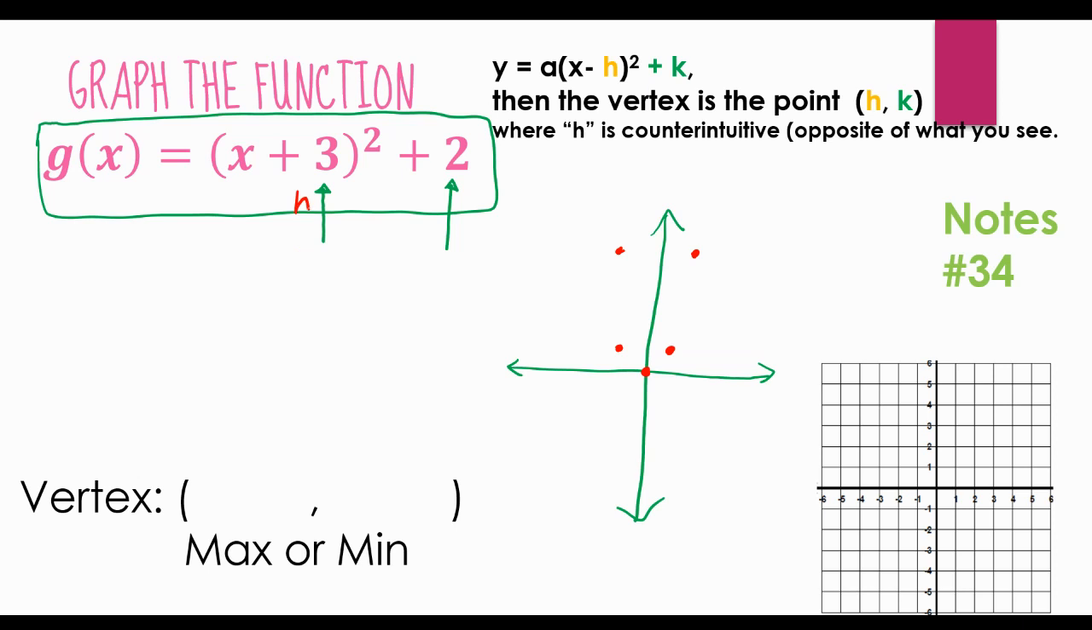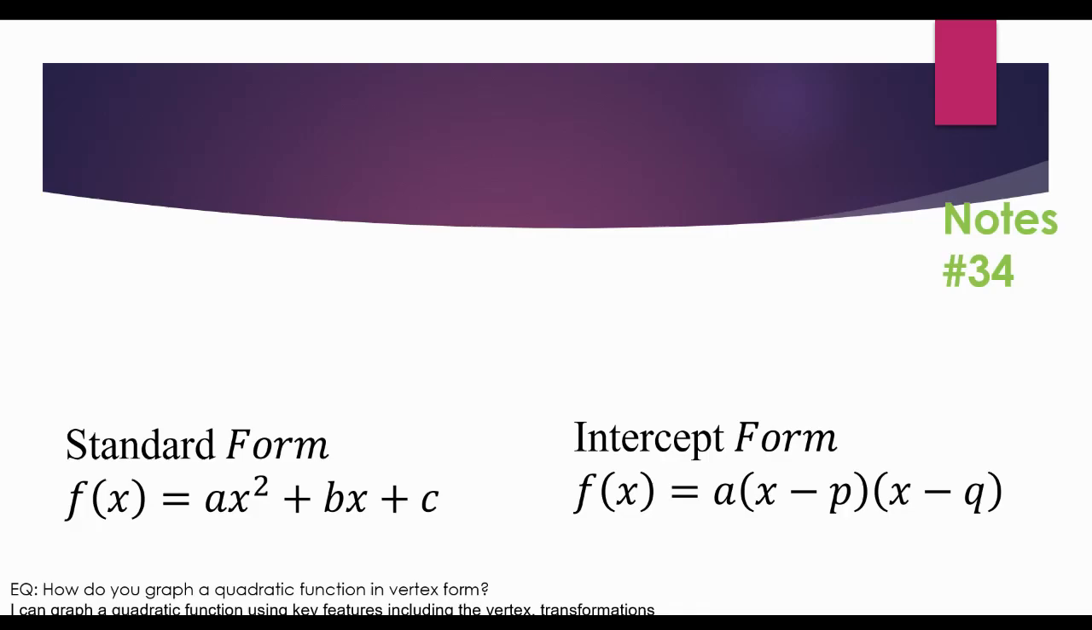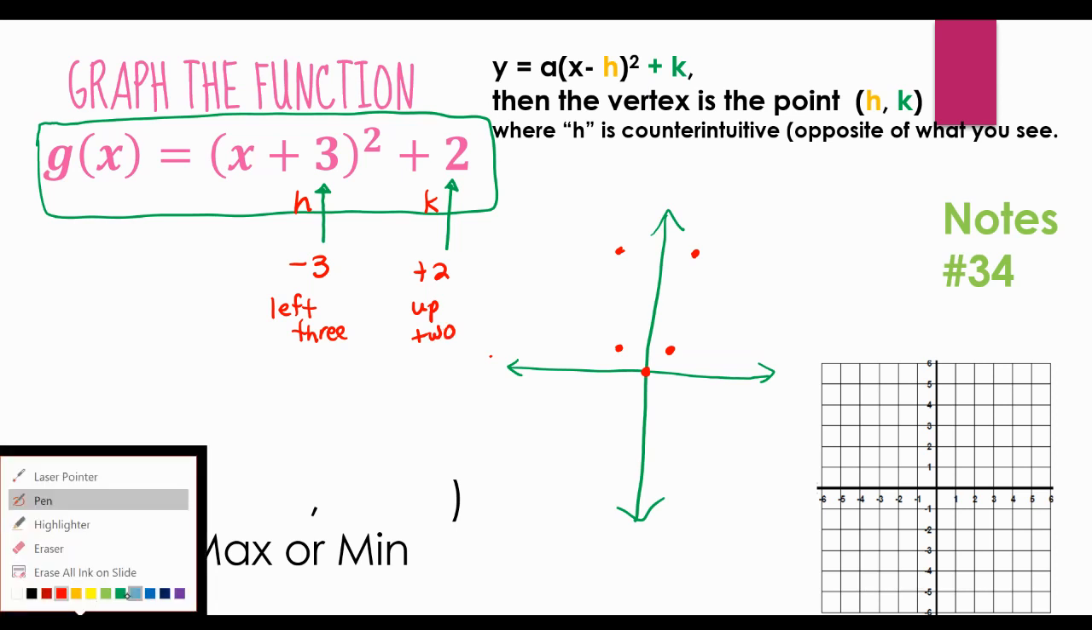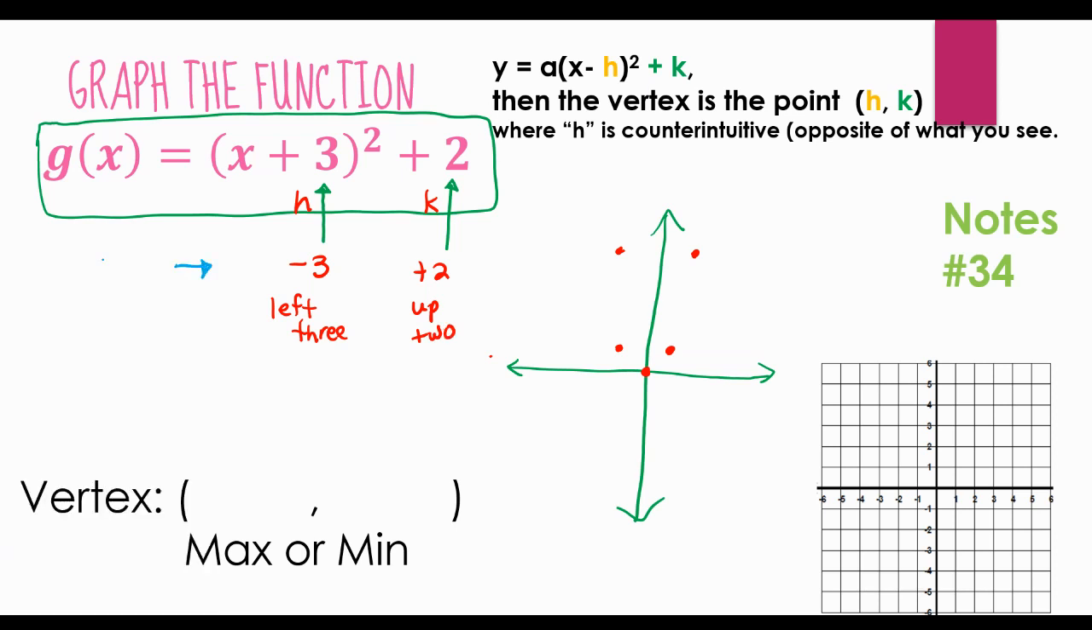Okay, so this is the position for H. This is the position for K. H is always opposite. So you see positive 3, use negative 3. That means the left 3. K is positive 2. So that means up 2. And those two together, H and K, make your vertex. So we're going to put negative 3, comma 2 as our vertex. This one's going to have a minimum because it's going to be opening up.